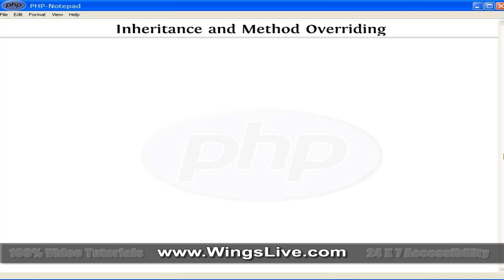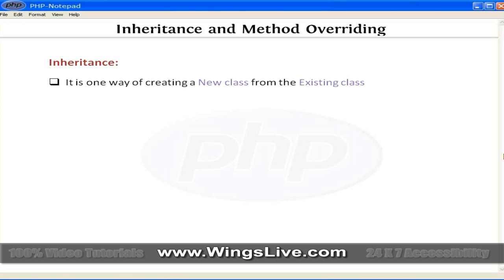Inheritance and method overriding. Inheritance and method overriding are the two main concepts of OOPS. In our last tutorial, we saw the general definition of inheritance, so it's not a new topic, right? Let's discuss it briefly. Inheritance. As we discussed in our previous lesson, inheritance is one way of creating a new class from an existing class.